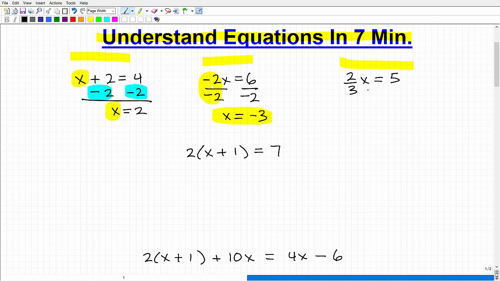Now let's move on to this last one. Now here, what I had to do was do some subtraction to both sides of the equation. Here I had to do some division. Okay, I'm dividing.